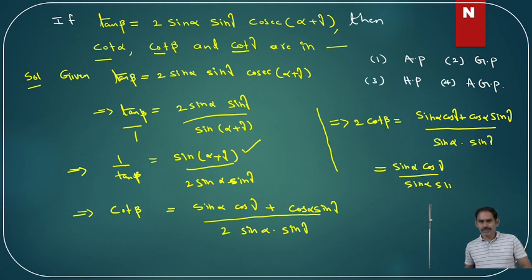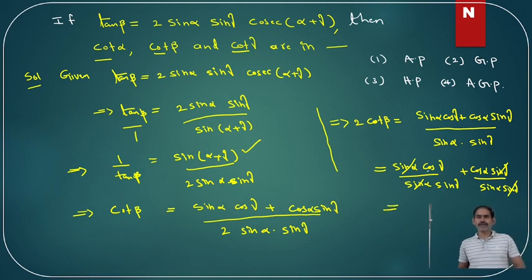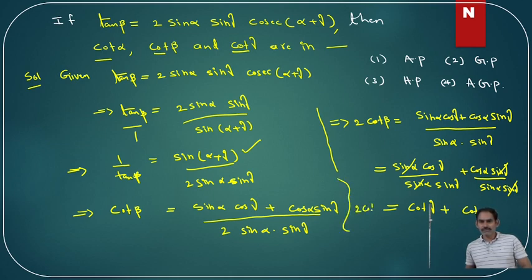Here also it is cos alpha sin gamma by sin alpha sin gamma. Sin gamma cancels here, sin alpha cancels. What about remaining? Cos gamma by sin gamma, that is cot gamma. Cos alpha by sin alpha, cot alpha. So 2 cot beta equals cot alpha plus cot gamma.